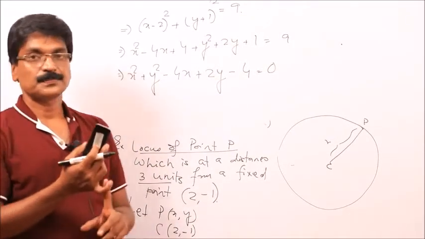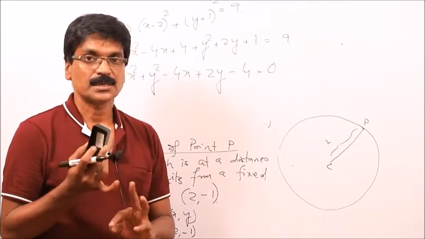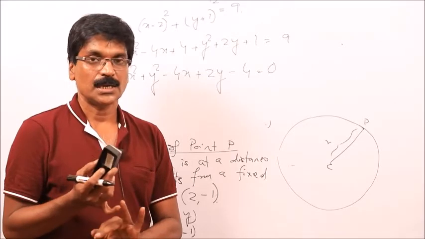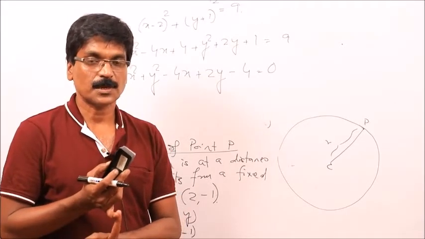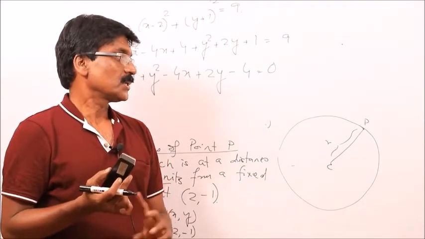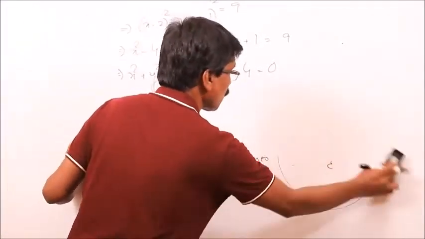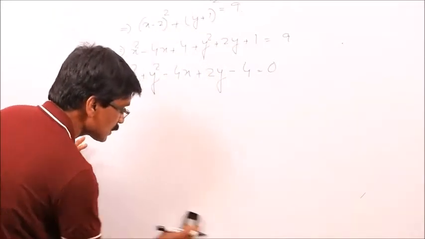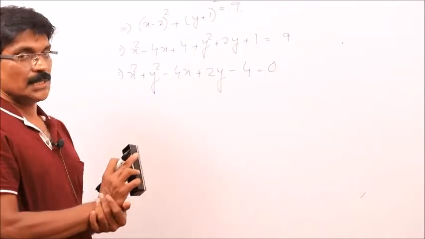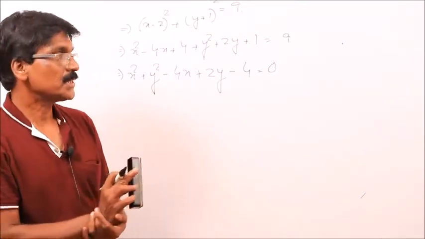So we have different geometrical figures: the straight line, the circle, and different conic sections, that is parabola, ellipse and hyperbola. So this is all about the locus of a point. Next, we will discuss the straight line.